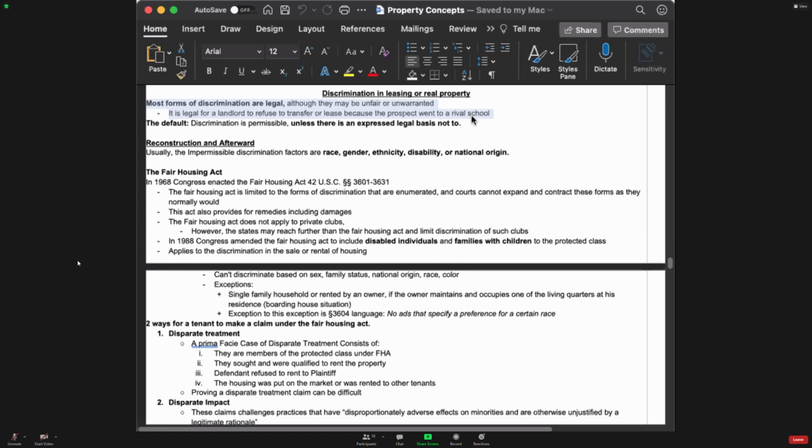The same applies for discrimination in landlord-tenant situations. The general default is that discrimination is permissible unless there is an express legal basis not to. So your default position should be, unless there is a literal statute that says you can't discriminate on a certain basis, you can discriminate on that basis.